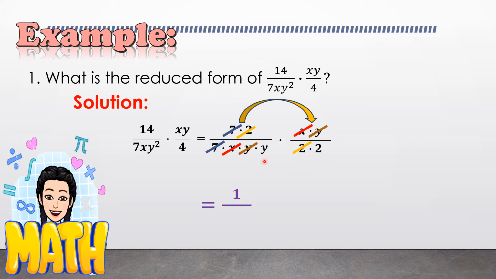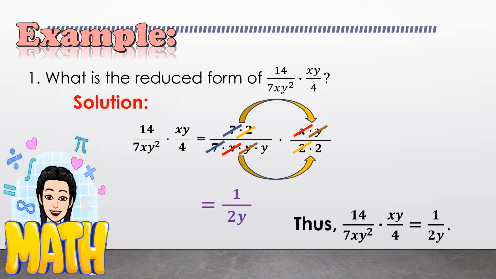Correct. I-multiply natin ang natirang factors na y and 2. So, y times 2 is equal to 2y. Then, don't forget to check kung pwede pa itong isimplify. Since hindi na ito mare-reduce, ibig sabihin the product is 1 over 2y.